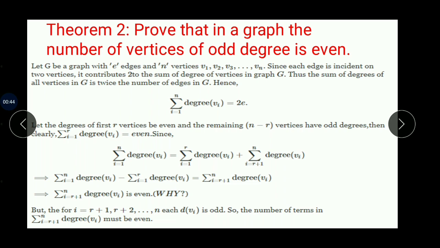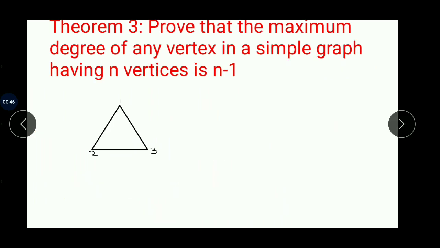Now the third theorem: prove that the maximum degree of any vertex in a simple graph having n vertices is n minus 1. So let's understand this theorem.